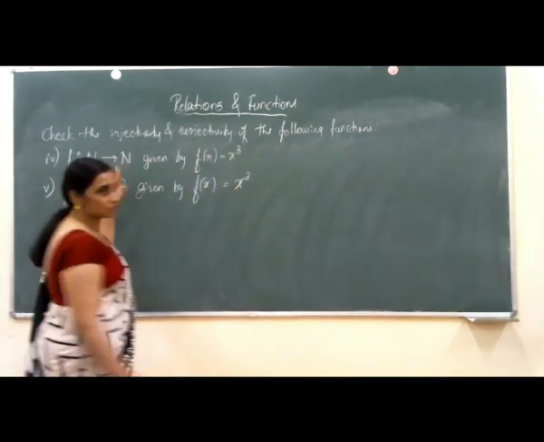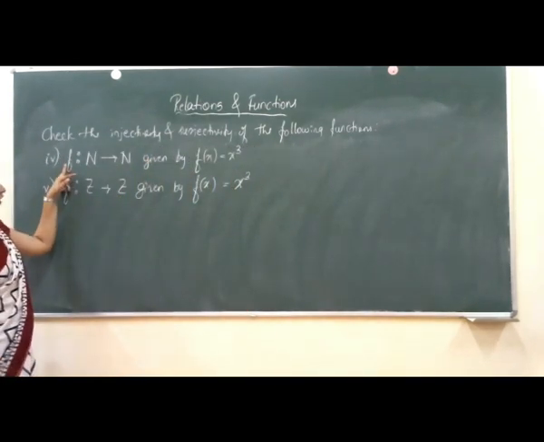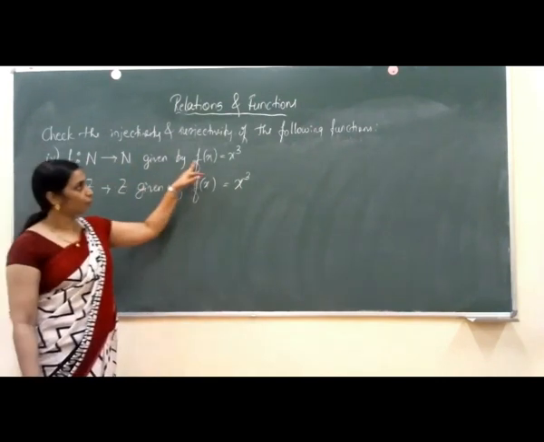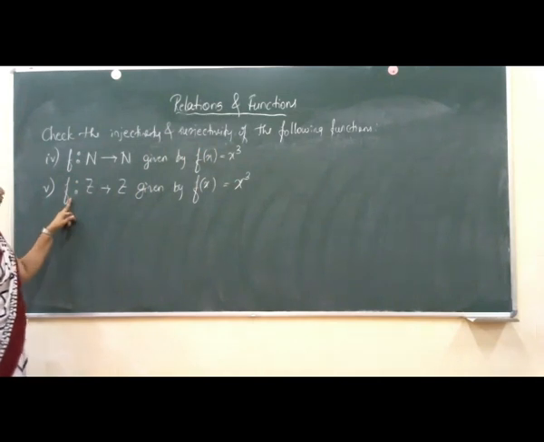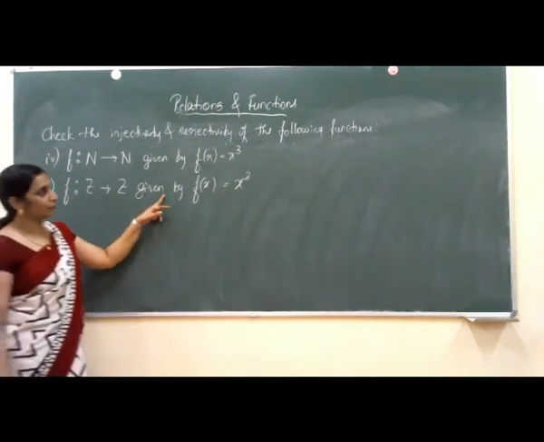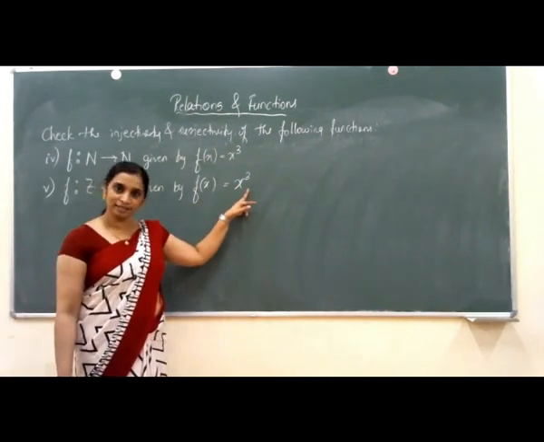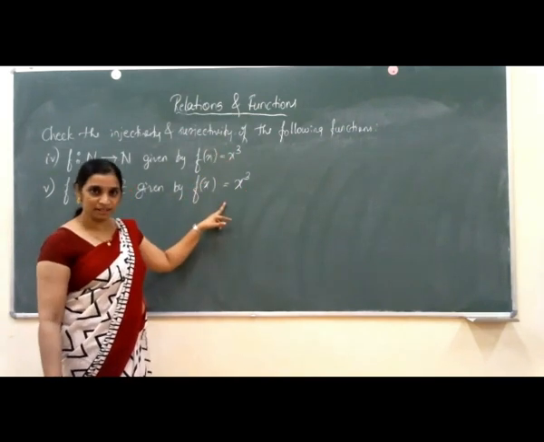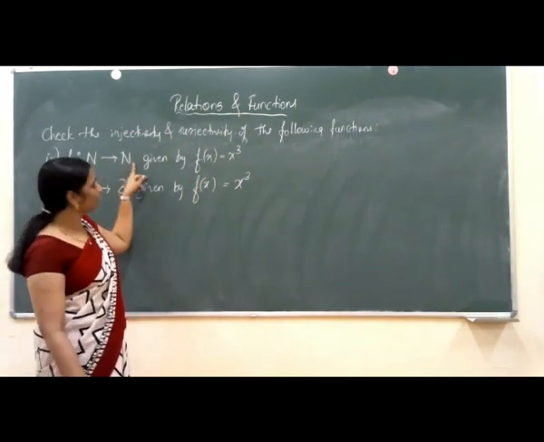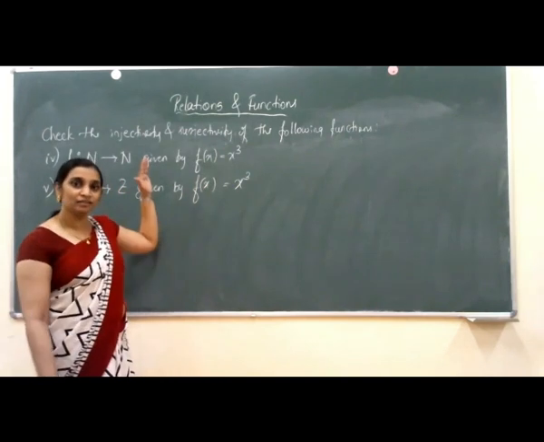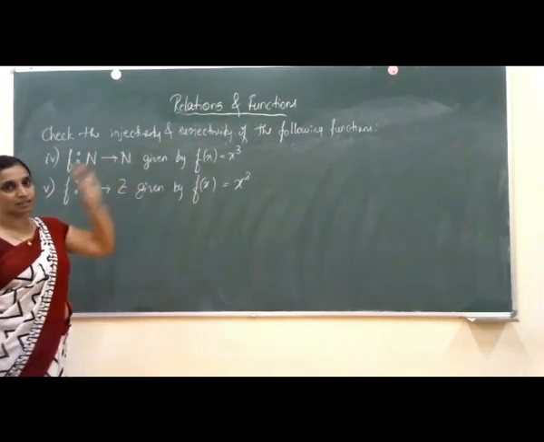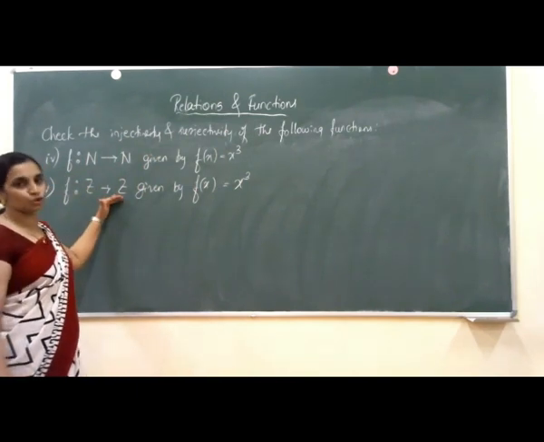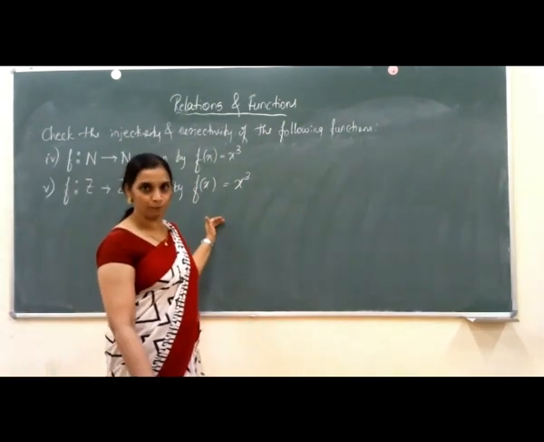Now, look at these two questions. A function f from N to N given by f of x is equal to x cube, and the next one is f from Z to Z given by f of x is equal to x cube. Even though the definition is the same, the domain and codomain are different. Here also you have to check the injectivity and surjectivity. These two questions are your assignment problems.